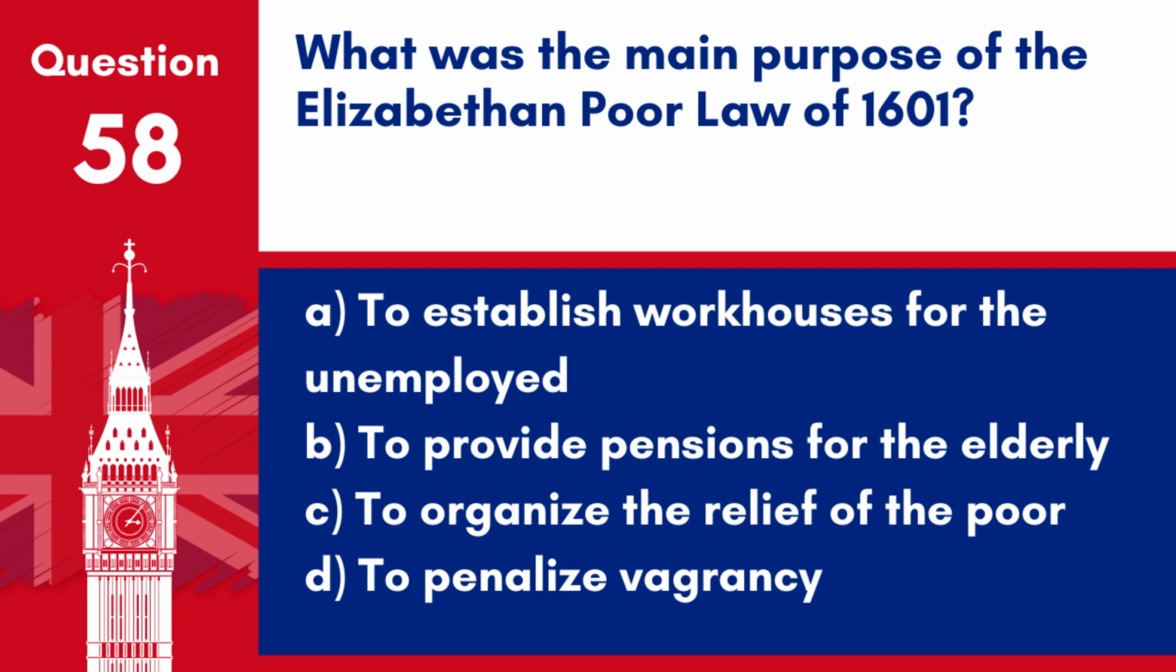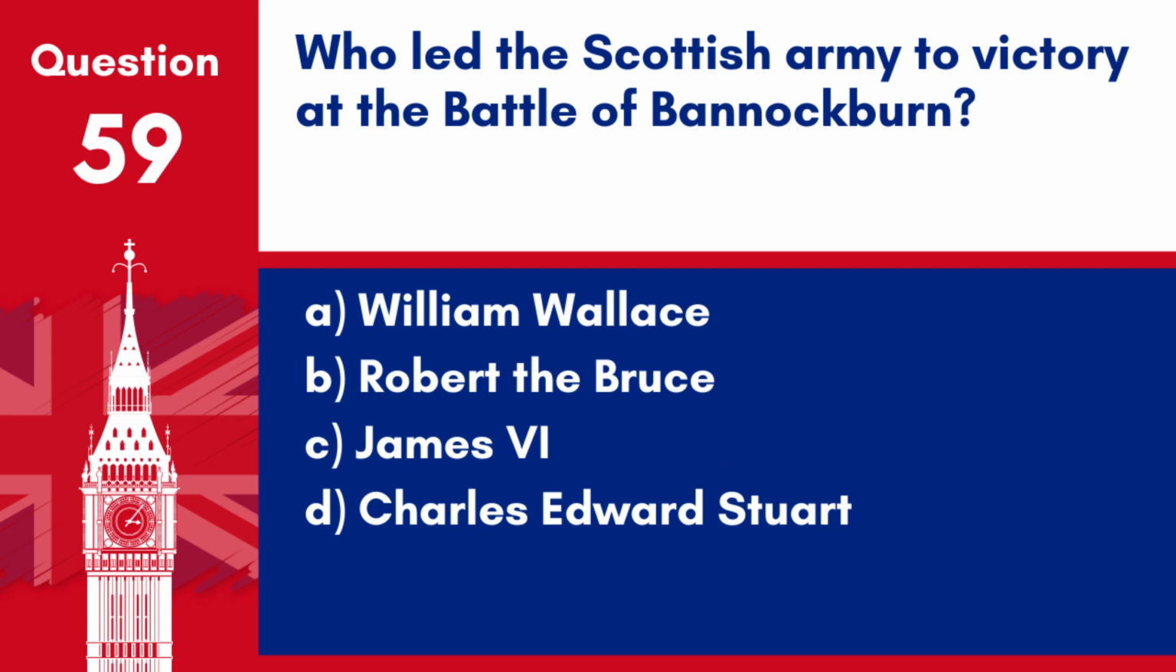Question 58. What was the main purpose of the Elizabethan Poor Law of 1601? A. To establish workhouses for the unemployed. B. To provide pensions for the elderly. C. To organize the relief of the poor. D. To penalize vagrancy. Answer: C. To organize the relief of the poor. The Elizabethan Poor Law of 1601 was designed to organize the relief of the poor, marking the start of state-sponsored welfare.